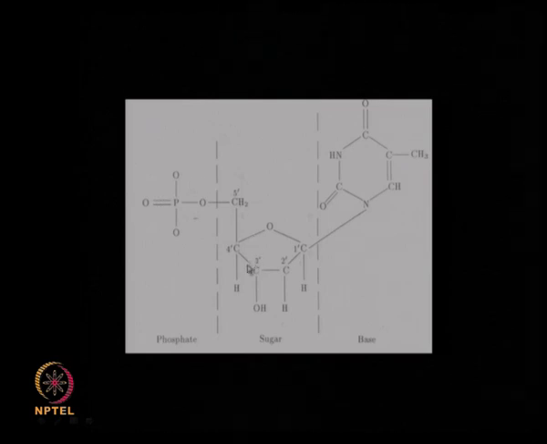So, the structure of a DNA is something like this. You have a sugar part and you have a base part, this will be different, A, G, C, T, and the phosphate part, and the carbon molecules are named as 1, 2, 3, 4, 5. So, this is called 1, 2, 3, 4 and 5.